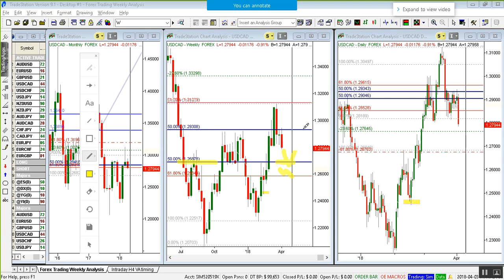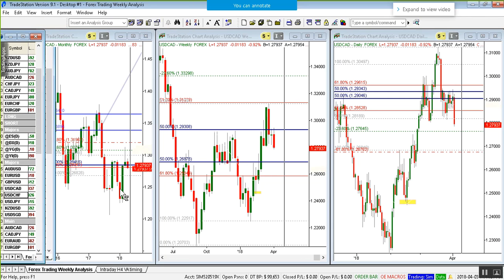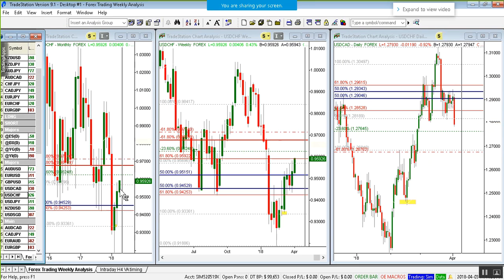We will see whether the bulls are capable of reversing this price, so the Canadian dollar is going to strengthen all over the board here.